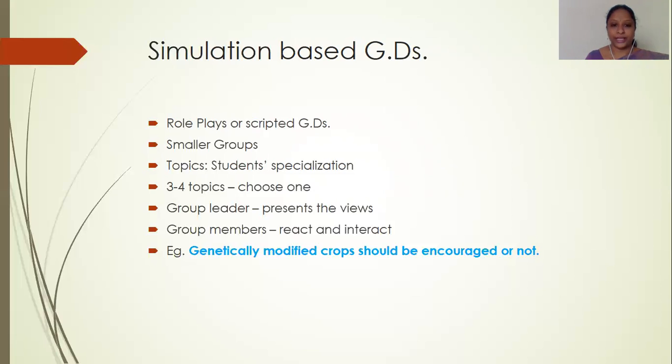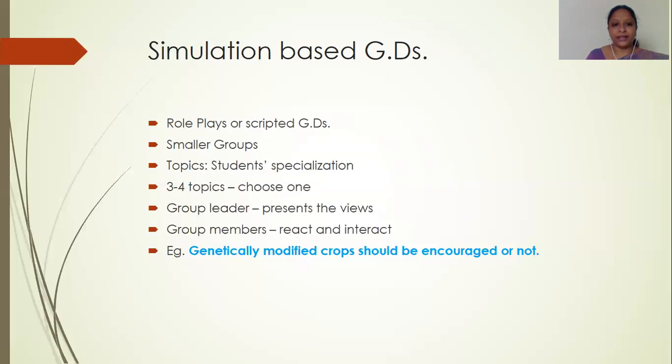The topics related to their specialization would be given, and each and every member will play the role of one or the other person, and they would be talking about robotics, right? One would support the topic, one would go against the topic, or one would be a specialist in the field of robotics, another one would be a student, another one would be a professor. So these are the roles that the students play in simulation based GDs, and there 3 to 4 topics would be given and students have to choose one topic, and there would also be a group leader.